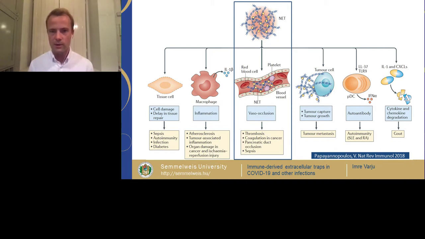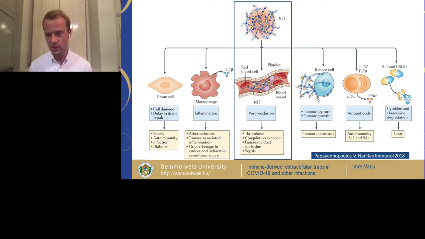Then in the third step, we can take a look in the middle, where we'll see what happens if NETs get released to the circulation. Now, anyone who has worked with blood and serum can imagine that if such a sticky, highly charged web-like structure gets in the circulation, that can't really go well. And that's what really happens. NETs, if they appear in the circulation, lead to vessel occlusion very quickly.